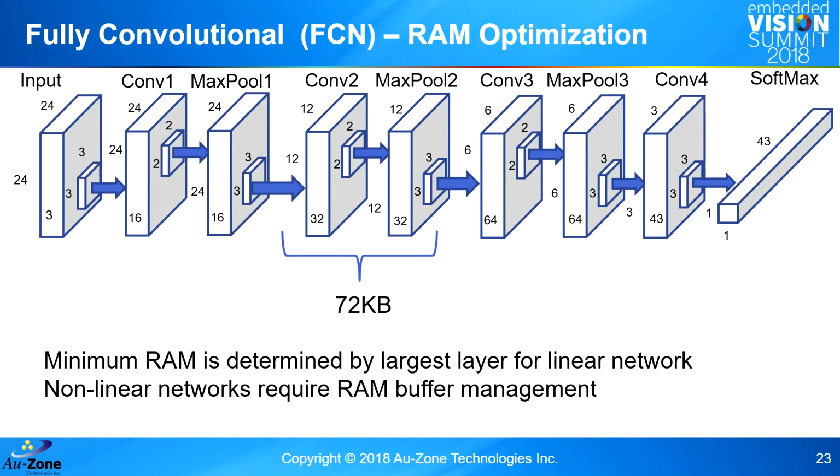So first we'll look at the memory optimization challenge. In a linear network, it's fairly straightforward in that each layer can be destructive and reused after the subsequent layer is started. So as you're going through your network, the RAM buffer size is equal to the largest layer in the network.